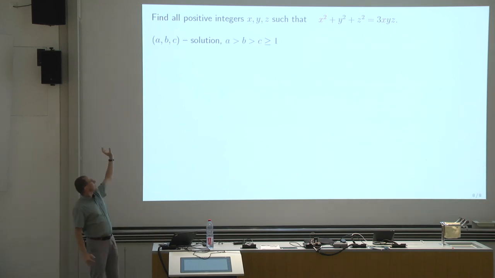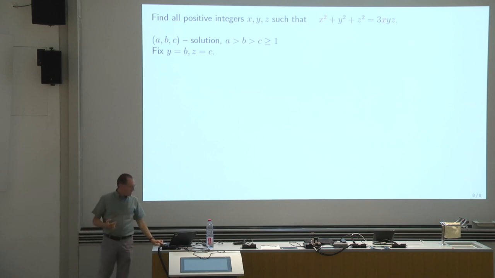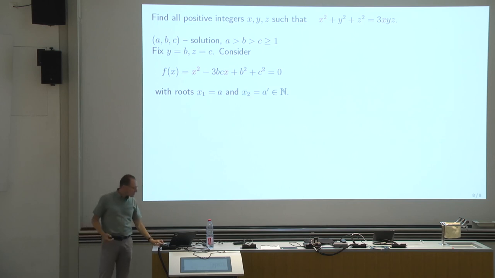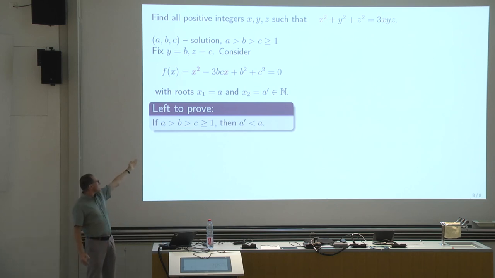Again, here is the setup. Fix a solution A, B, C, A bigger than B, bigger than C, bigger than or equal to 1. Now you fix the values of y to be b and z to be c, and you look at it as an equation for x. This is what we had on the slide before, x squared, and then y and z are specialized to b and c respectively. One of the roots is a, obviously, because A, B, C is a solution, and the other root, we figured out, is a positive integer. This is a summary of the previous slide. Nothing new so far. We have to prove that if A is bigger than B, bigger than C, bigger than or equal to 1, the other root is smaller than A. That's what's left. And then this process, everything works.